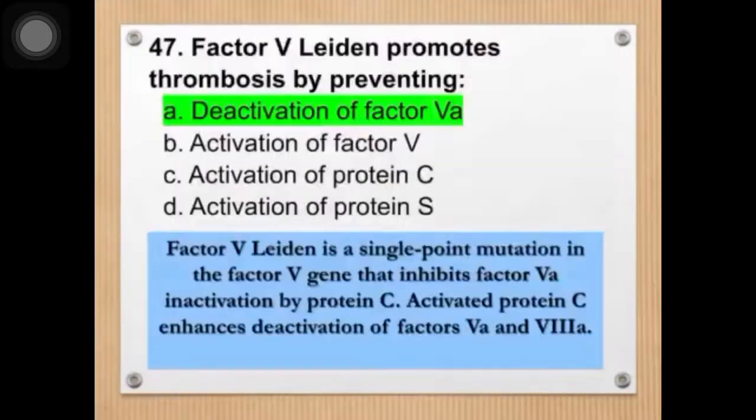Number 47, 48 are related questions. Factor V Leiden promotes thrombosis by prevention of the inactivation of activated factor V. Correct answer 47, letter E. Factor V Leiden mutation is a single point mutation in factor V gene that inhibits factor Va inactivation by protein C. Activated protein C enhances the inactivation of activated factor V and activated factor 8. Correct answer 47, letter A.